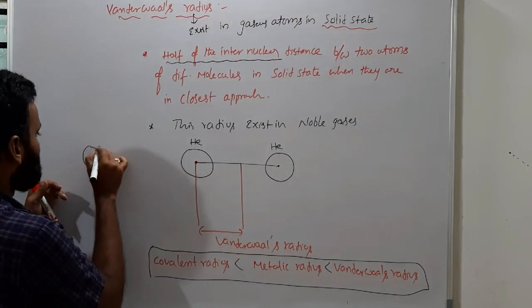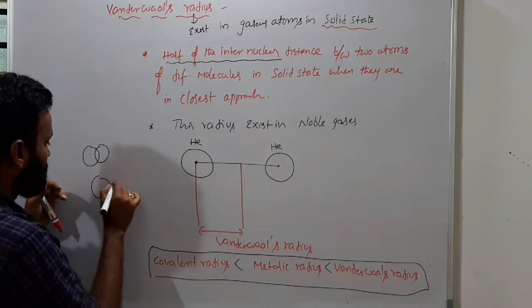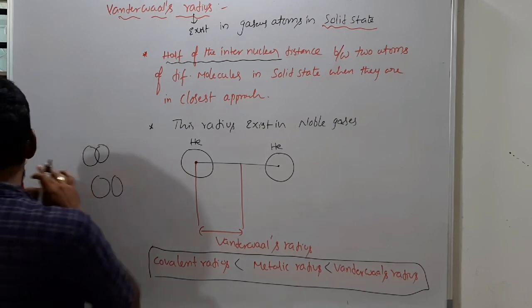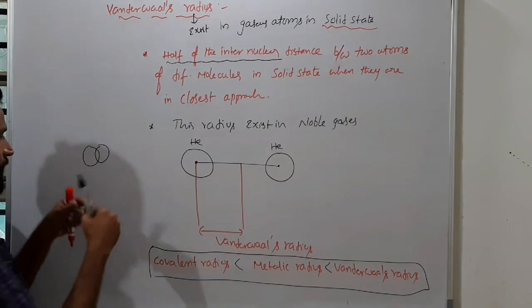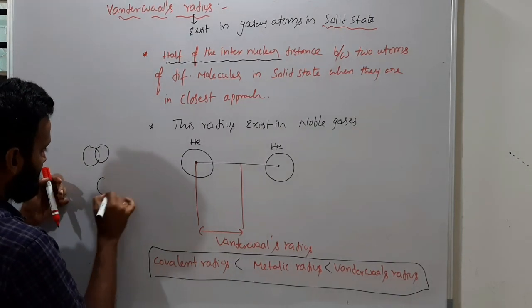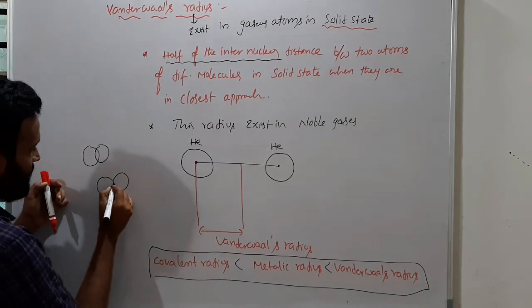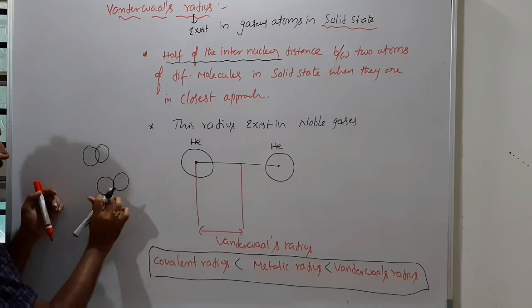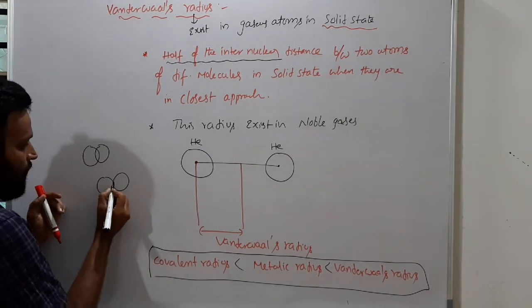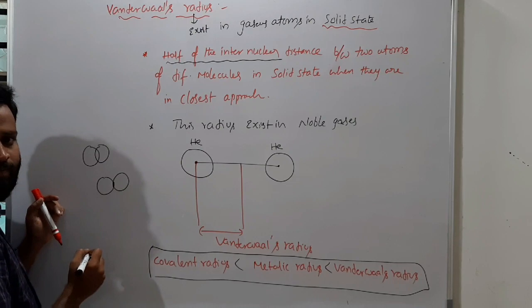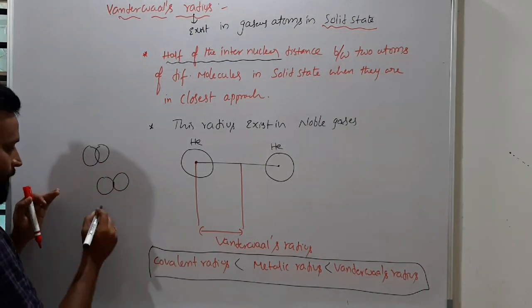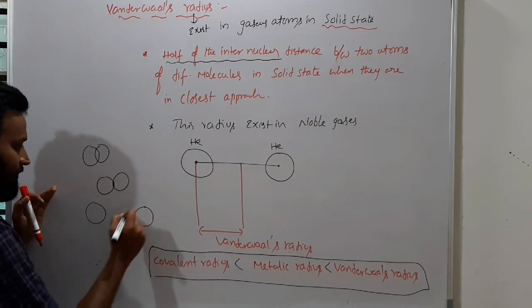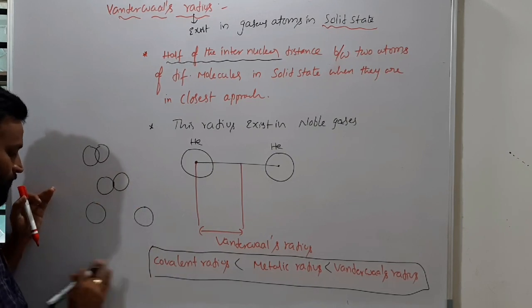Covalent means like this, one into the other. This is covalent, the first one. Metallic means like this, they just touch, one just adjacent to the other, they are in touch, that's it, simply. But van der Waals means like this. So which radius is comparatively more?